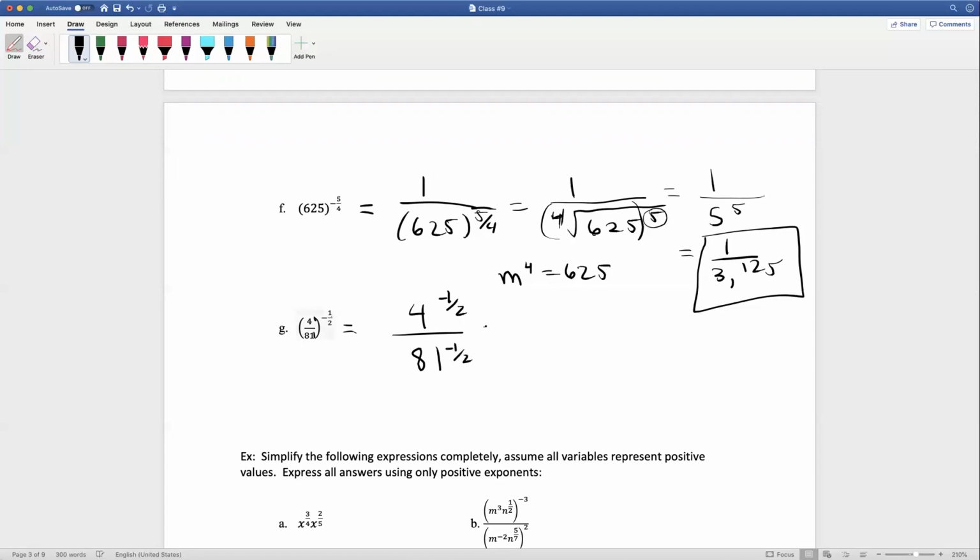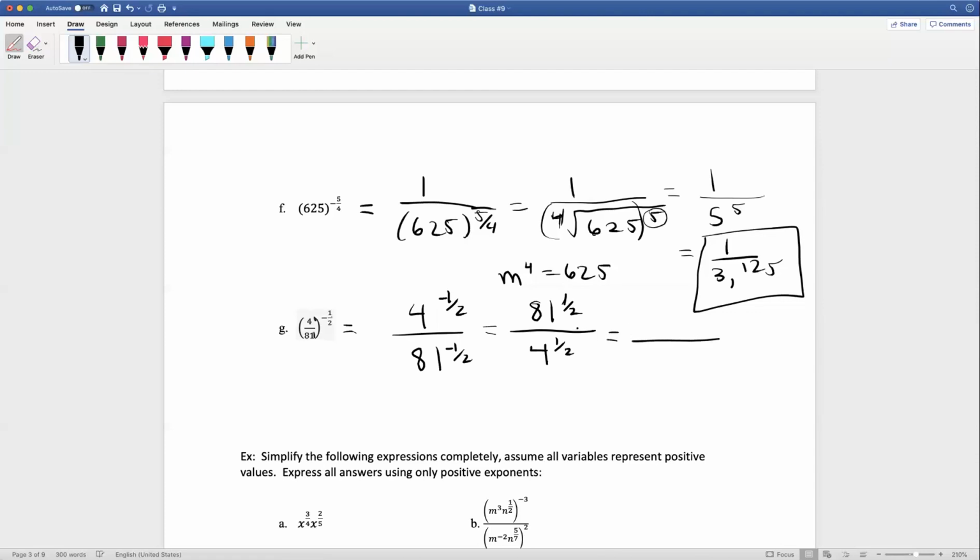So when you distribute the exponent in, now to make each of these exponents positive, we're going to cross a line and change the sign. So 4 to the negative 1/2 becomes 4 to the 1/2 in the denominator. 81 to the negative 1/2 becomes 81 to the positive 1/2 in the numerator.